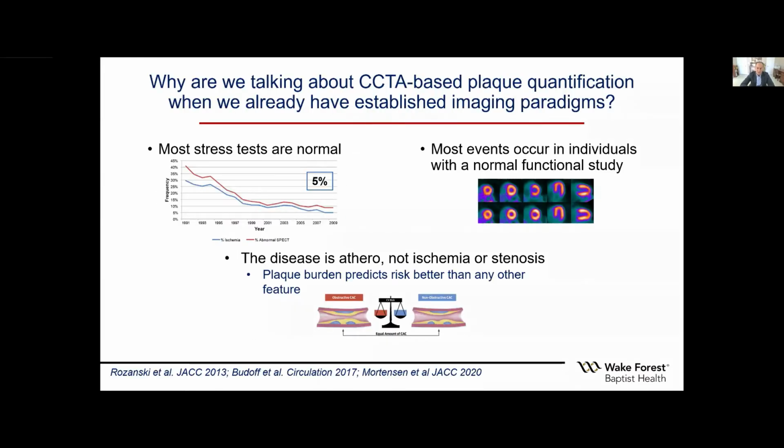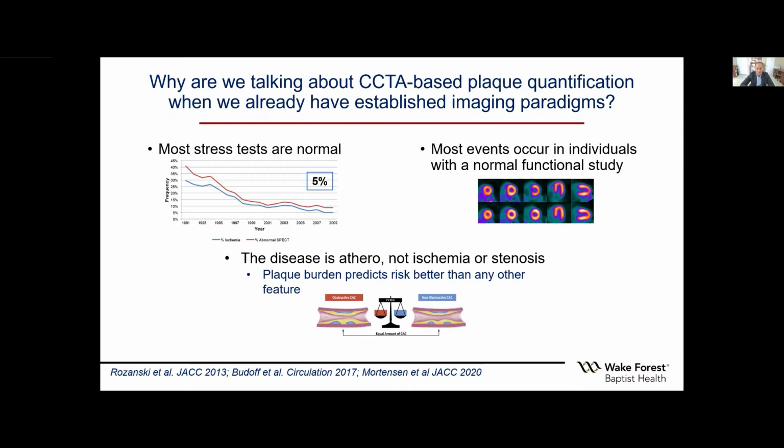So starting with the first question, which I'll rephrase as, why are we even talking about CTA-based plaque quantification when we already have established cardiovascular imaging paradigms? For decades, we've been using stress testing as a tool to triage patients for cath and revascularization. But let's look at some trends that have been observed in the last decades.